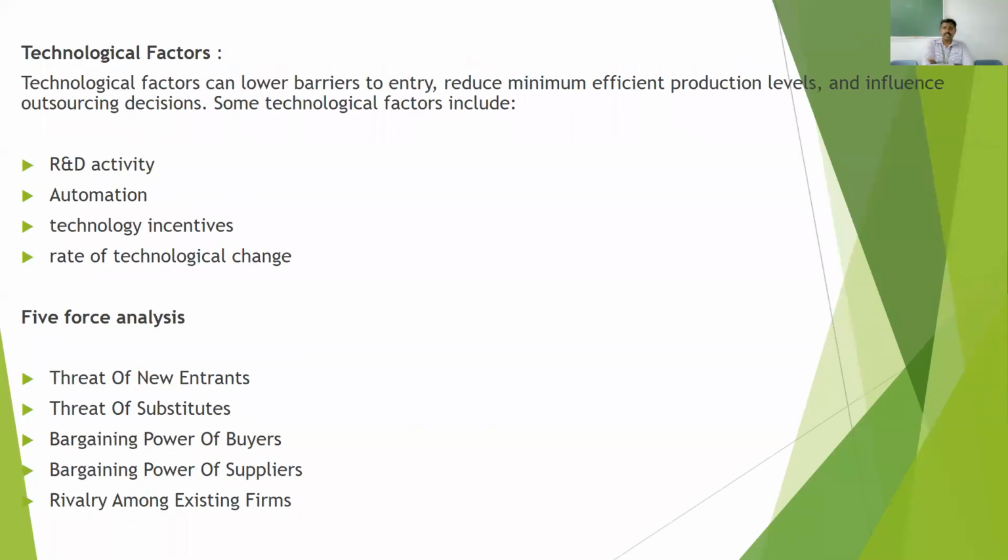Next one, technological factors. Technological factors also we already discussed in the macro environment concept. That same thing we are going to discuss here. It can lower the barriers to entry and reduce the minimum efficient production levels, as well as affect outsourcing decisions. These factors include research and development activity, automation, technology incentives, and rate of technological change.